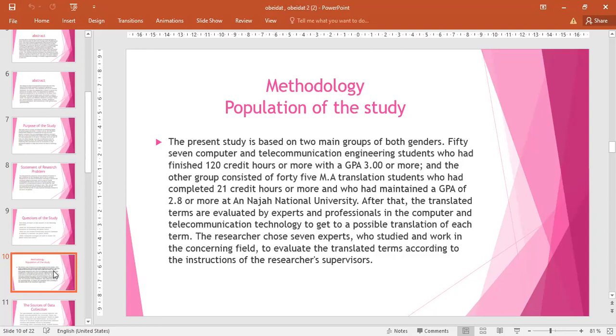After that, the translated terms are evaluated by experts and professionals in computer and telecommunication technology to get to a possible translation of each term. The researcher chose 7 experts who studied and work in the concerning field to evaluate the translated terms according to the instructions of the researcher's supervisors.